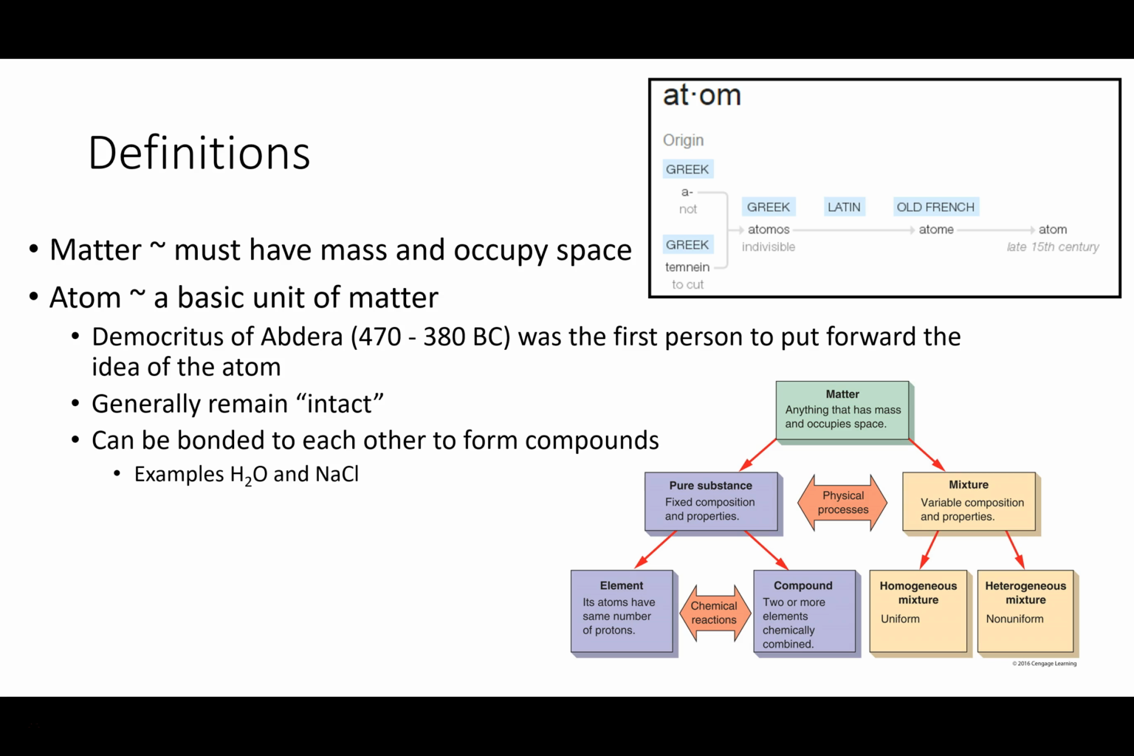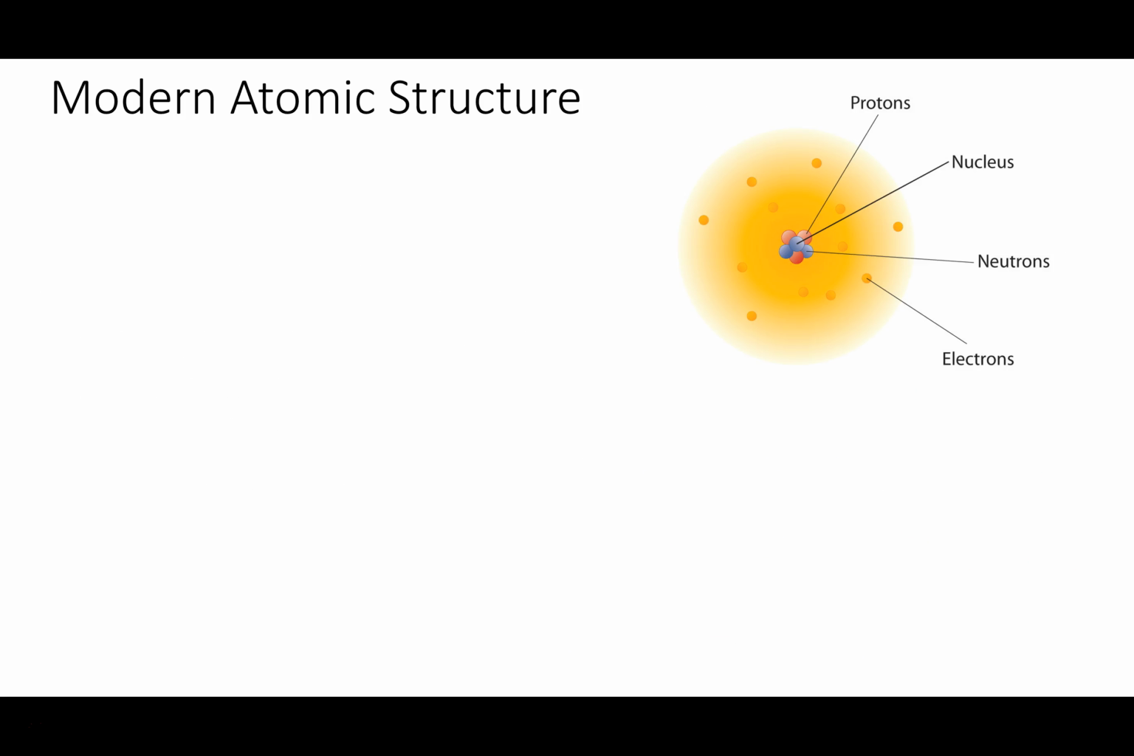With regard to mixtures, a mixture is two or more substances that are tossed together. It can be homogeneous, meaning it's really homogenized, the same throughout. Or heterogeneous, where it's non-uniform, what we call chunky. So all matter is made up of atoms, has mass, and occupies space.